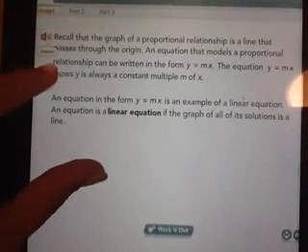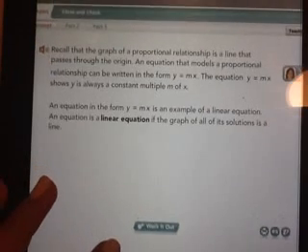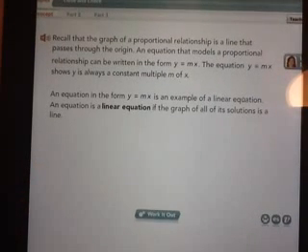Recall that the graph of a proportional relationship is a line that passes through the origin. An equation that models a proportional relationship can be written in the form y equals m times x. The equation y equals m times x shows y is always a constant multiple m of x. An equation in the form y equals m times x is an example of a linear equation. An equation is a linear equation if the graph of all of its solutions is a line. Now those last 2 examples we have, if you can remember back, those graphs formed a straight line. That is known as a linear equation.